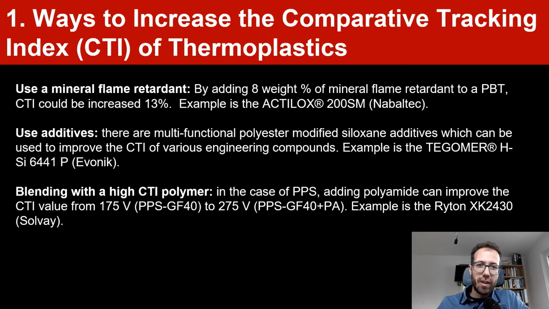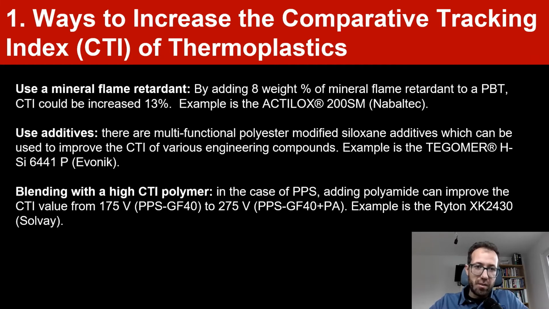Okay, so how can I improve when I have, for example, PPS, how can I make this better to achieve higher values, which has then advantage in the design of my bus bar or other components. So one way is to use a mineral flame retardant, for example, by adding 8% of a mineral flame retardant to a PPS, the CTI could be increased 13%. And when you ask now what mineral flame retardant I can use, for example, the Actilox 200SN from Nabaltec.